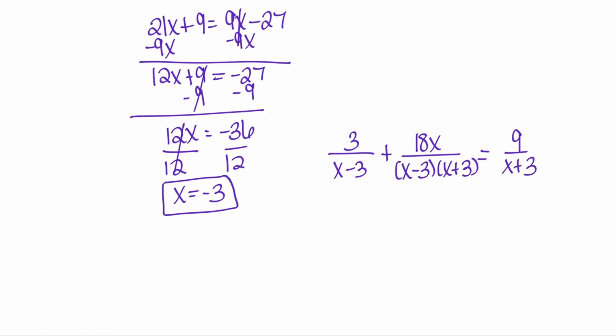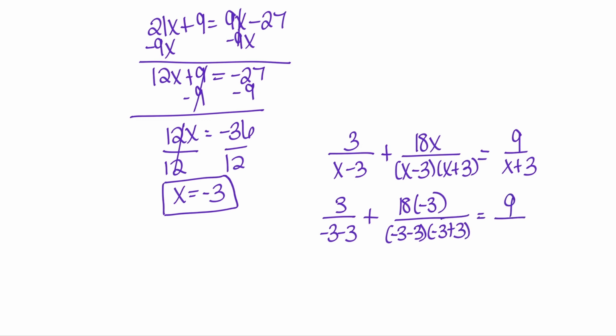If I plug in negative 3, I get 3 over negative 3 minus negative 3 plus 18 times negative 3 over negative 3 minus 3 times negative 3 plus 3. And that equals 9 over negative 3 plus 3. So that gives me 3 over negative 6 plus negative 54 over negative 6 times 0 equals 9 over 0.